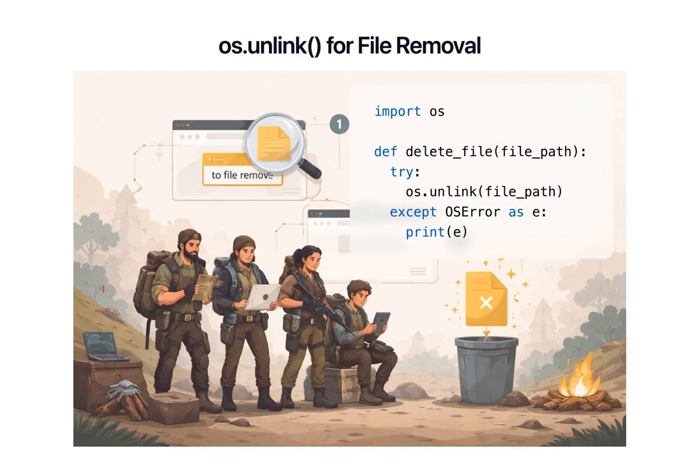The os.unlink function serves as an alternative to os.remove for file deletion. It provides similar functionality, requiring the file path to remove the file from the file system.